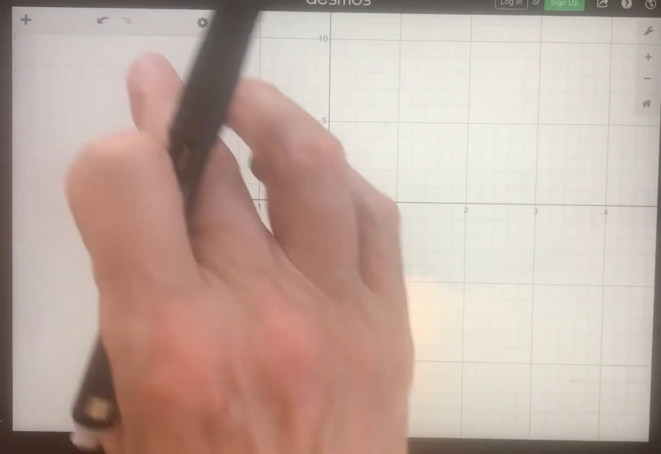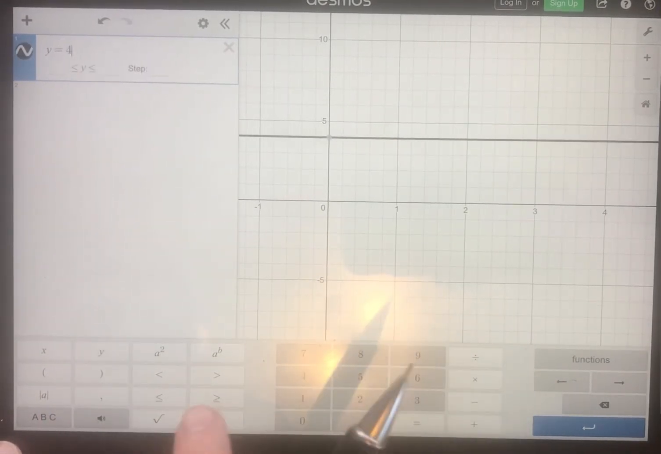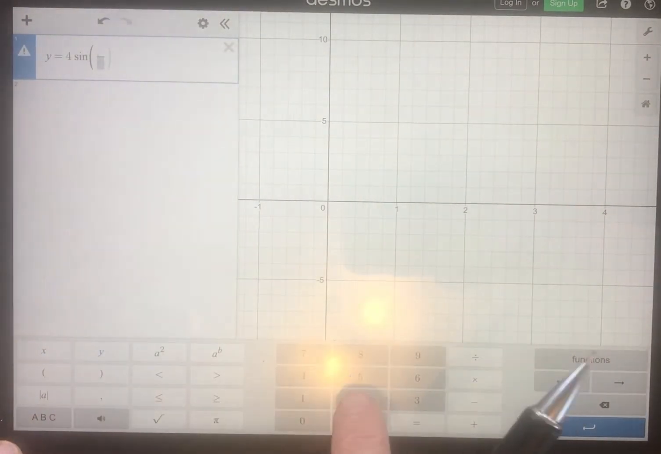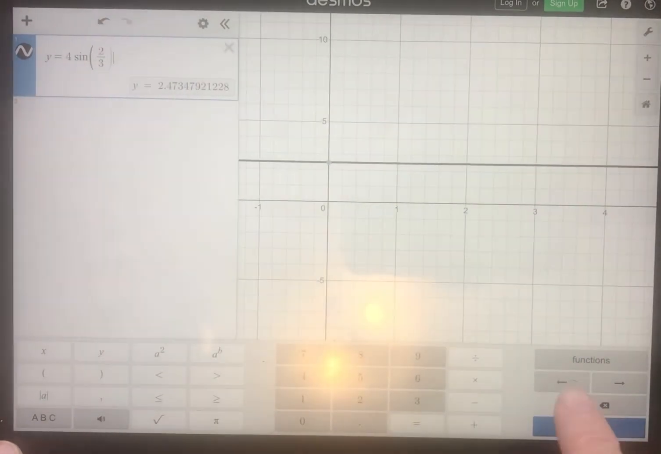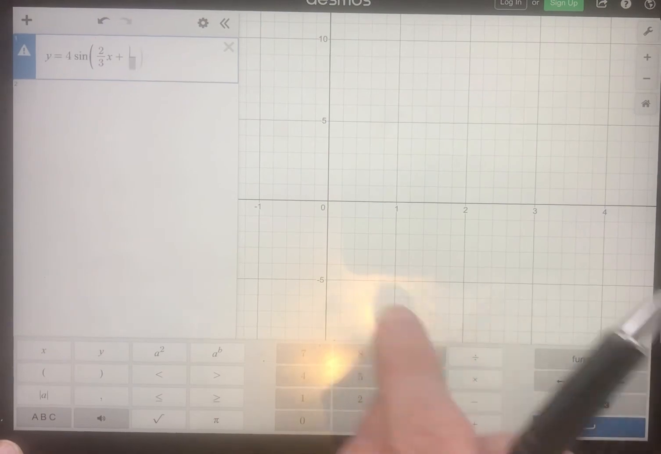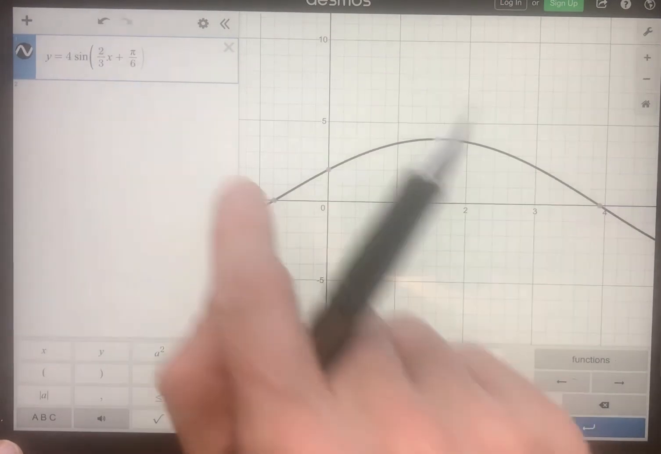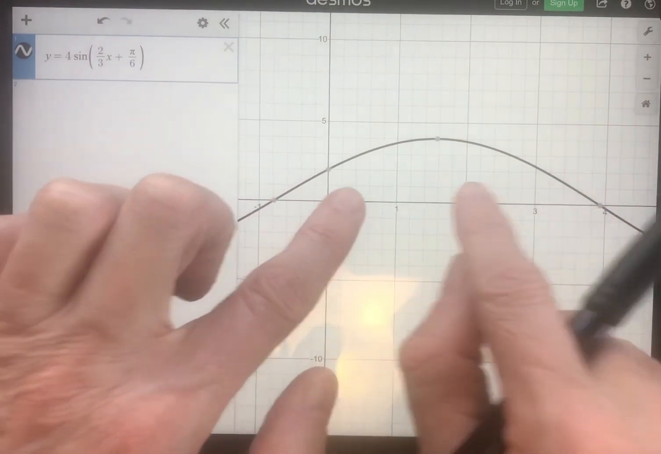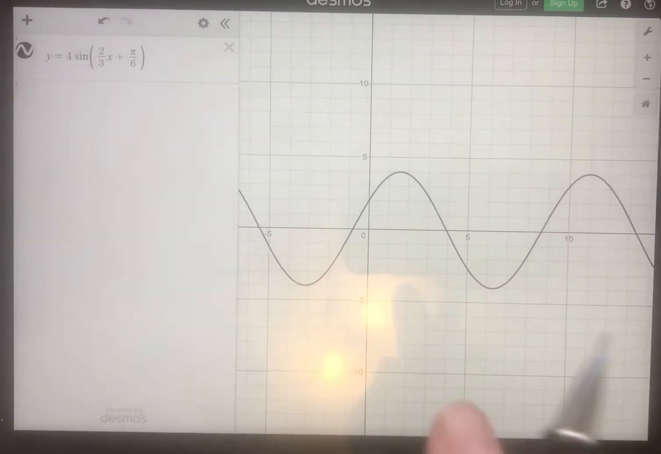Let's cancel out of that one. Okay, so we came up with the function being y is equal to 4 times the sine, 2/3. I'll put a division symbol to get my 2/3 in there. Okay, times x plus another fraction bar, pi, put a 6 in the denominator, and then I will close the parenthesis, and here it is.